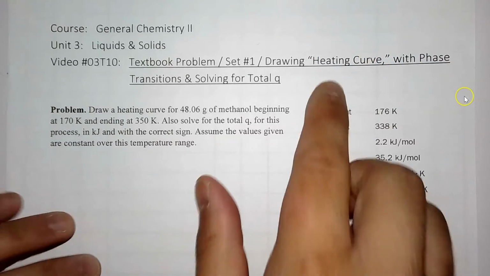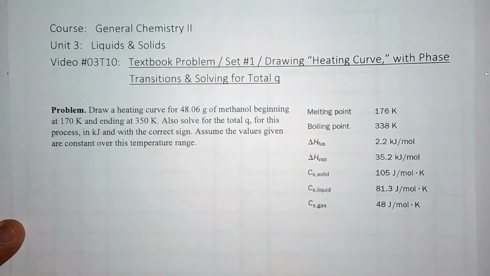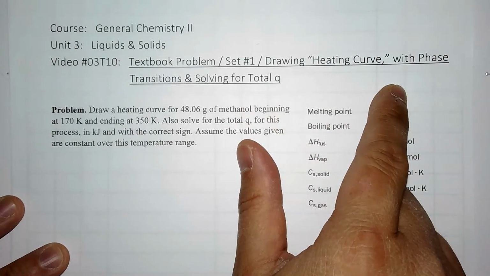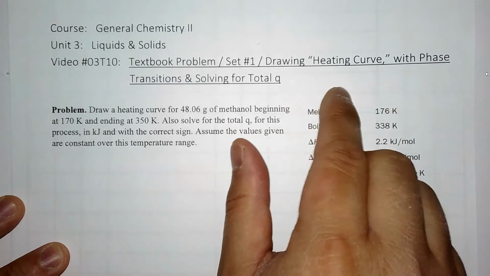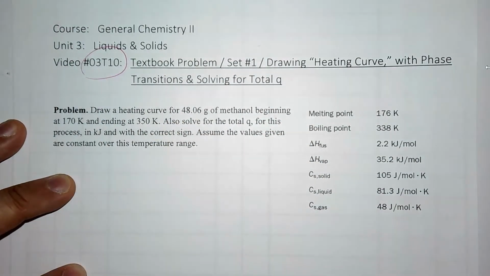The heating curve is that diagram where you have rises in temperature and you have a plateau, another rise as you go through your phases, gas, liquid, and solid, or you could go backwards, solid, liquid, and gas. So the first thing is understanding what the problem is asking.